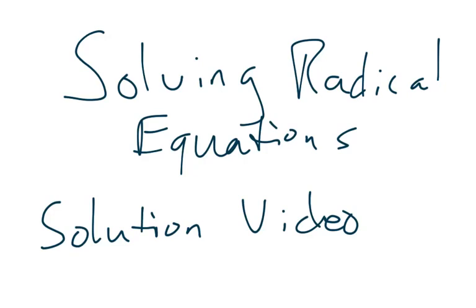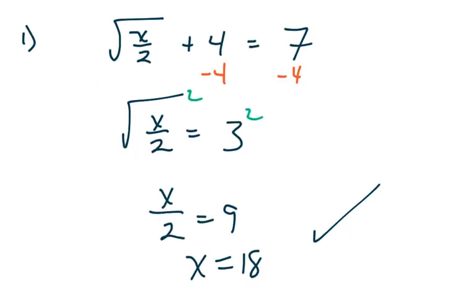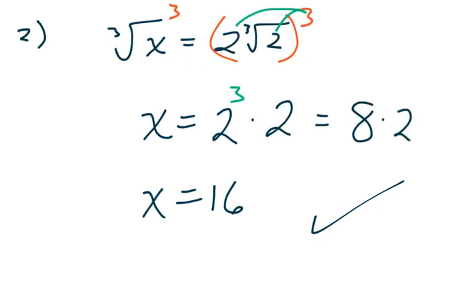Alright, this is going to be a little faster solution video. I pretty much have the work already here. If you take a look at the first one, after you subtract 4 that I did in red, you can square both sides. You end up getting 9 on the one side, and when you multiply by 2, you get 18. That does check.